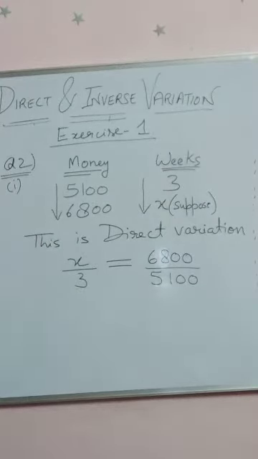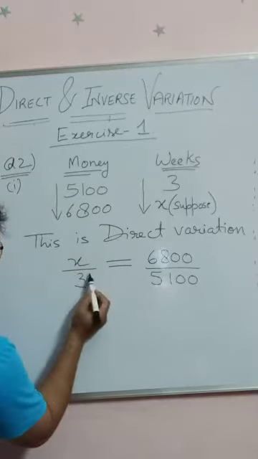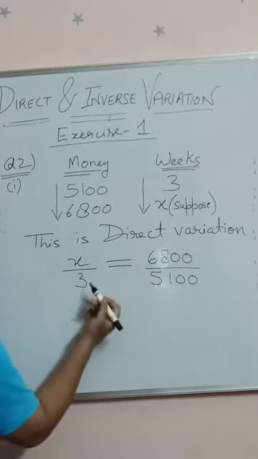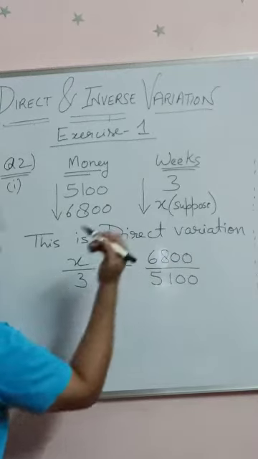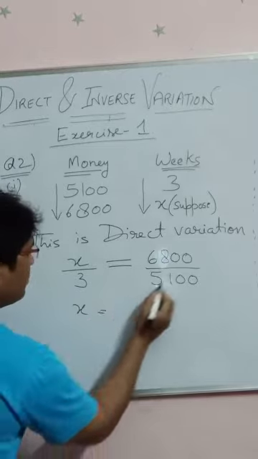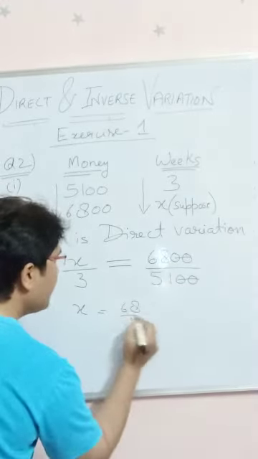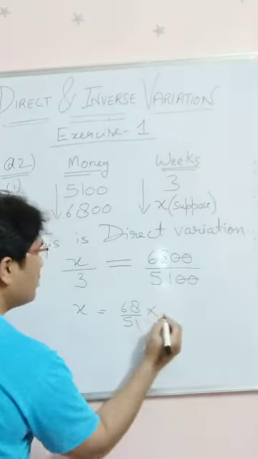And I believe everybody knows how to solve this. In order to find the value of this unknown variable, we can take the denominator on the other side. Here it is in division. On the other side it will be in multiplication. So what do we have? X is equal to, these two zeros can be directly cancelled here, 68 upon 51 into 3.